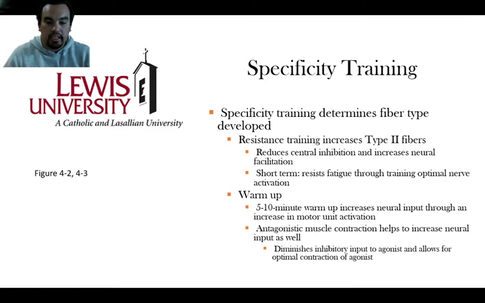And then an antagonist muscle contraction also helps to increase neural input as well, right? So I don't want to necessarily work just my agonistic muscle. I want to work the antagonistic as well, so that I really work all the neural input and my body's best able to respond to any type of stimulus that is coming my way. Okay, and this diminishes the inhibitory input to the agonist muscle and allows for optimal contraction of the agonist. So by working the antagonistic muscle, I actually diminish the inhibitory input, which allows that full contraction of that agonist, because I've now gotten rid of the inhibitory.